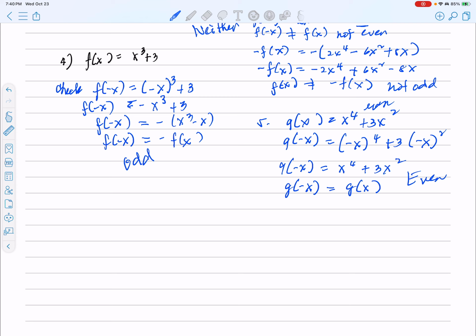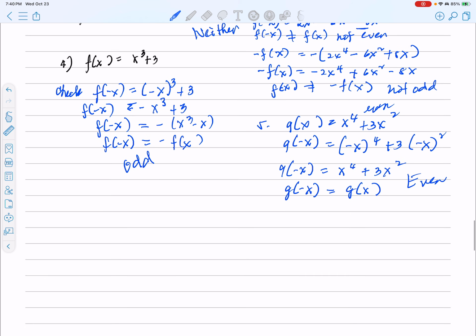I want to go back here. Oh, this is supposed to be a negative. Well, hold on, I'm trying to figure it out here. From here, I could tell right away. Okay, so we're done with the odd and even functions.